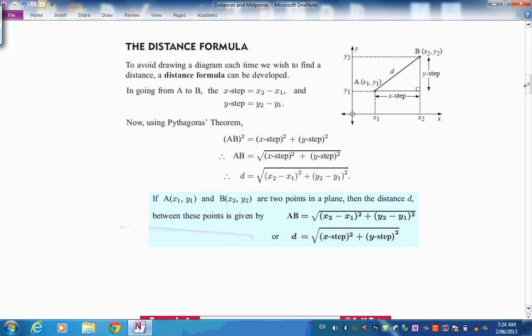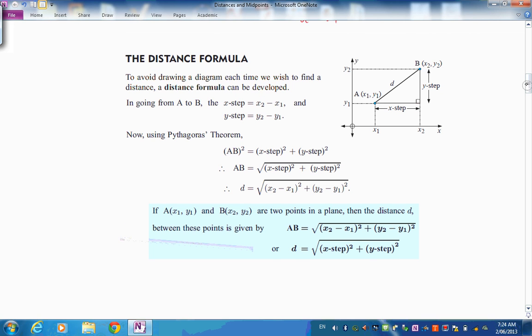We don't generally want to do a diagram every time. So to avoid drawing a diagram, can we have a system or a formula? Well, let's have a look. If we have one point, call it x1, y1, hey, we've done this before with slopes and equations, and the other one x2, y2. You could go in either order, it doesn't matter which one you call x1, y1, which one you call x2, y2. Let's have a look at trying to work out what we've just done.